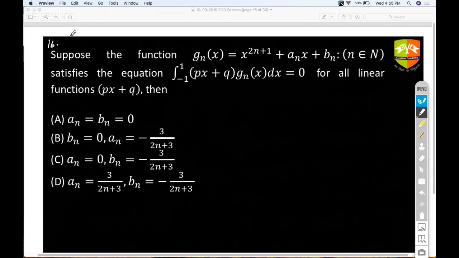Okay, Aditya. So I've got three responses so far. Two of them are in favor of option B. Kushal says option A.